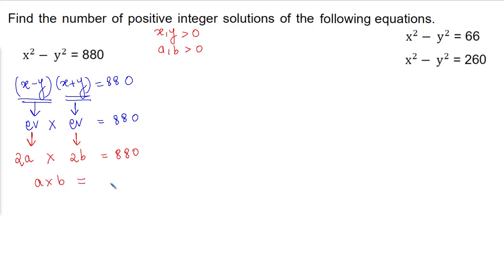A into b is going to be how much? 880 divided by 4. Okay everyone, 880 divided by 4, that is how much? 8 into a into b is going to be how much? 220. Done everyone. Okay, so likewise we can solve till this.